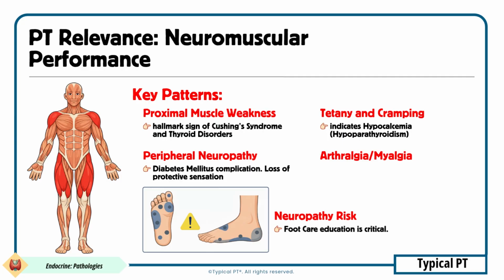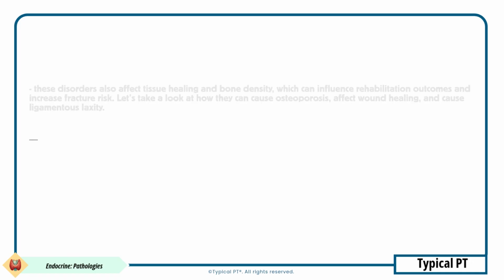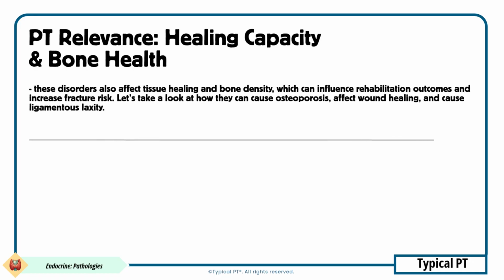Arthralgia and myalgia are common in acromegaly and hypothyroidism. Joint pain without clear mechanical cause should raise your suspicion. Lastly, these disorders also affect tissue healing and bone density, which can influence rehabilitation outcomes and increase fracture risk. Let's take a look at how they can cause osteoporosis, affect wound healing, and cause ligamentous laxity.